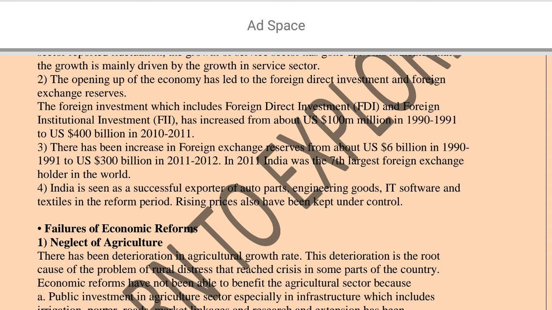Rising prices also have been kept under control. India, being a successful exporter, is able to keep its rising prices under control. So this is a huge achievement of India.